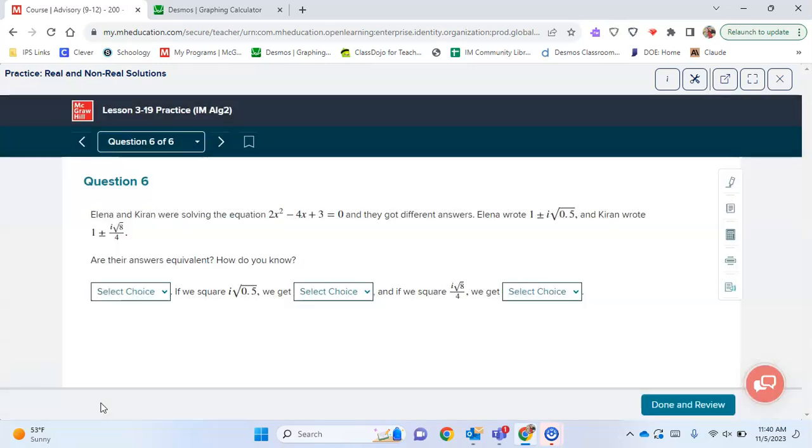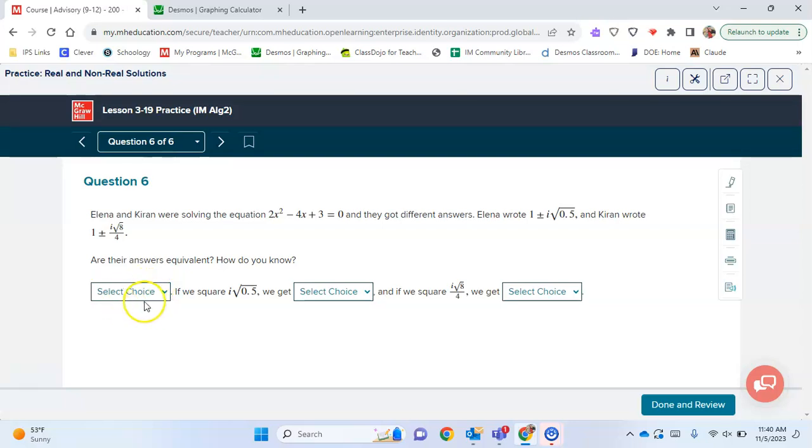Last question. Elena and Kieran were solving the equation 2x squared minus 4x plus 3 equals 0, and they got different answers. Elena wrote 1 plus i times the square root of 1/2, and Kieran wrote 1 plus or minus i times the square root of 8 divided by 4. Are their answers equivalent? How do you know?